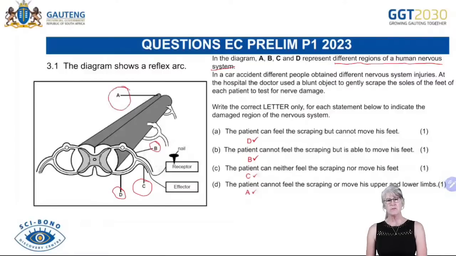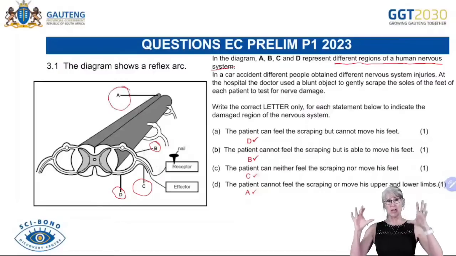Okay, so you just have to look at what the scenario is, what the person can do, and what he can't do. If it's something to do with sensing the pain or sensing something, like this is just a bit of scraping on the bottom of the sole, then it's the sensory part of the nervous system that is damaged. If the person can feel but they can't react, then that means the motor part of the nervous system is damaged.